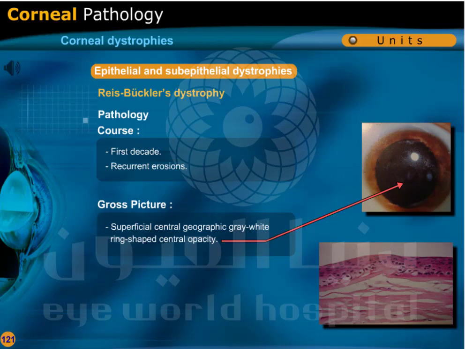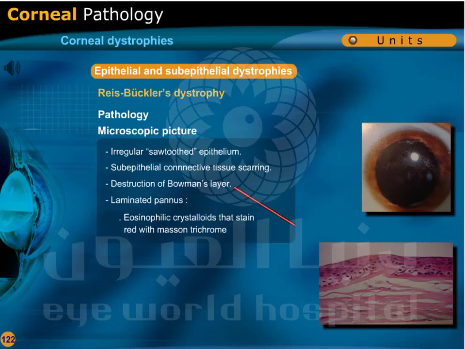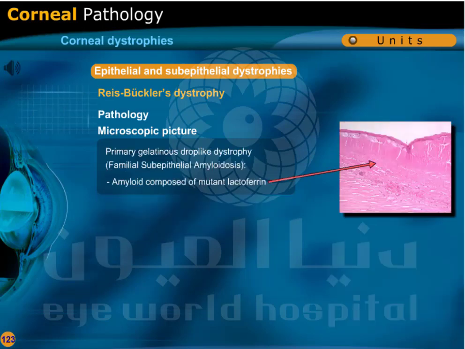A superficial central geographic, gray-white, ring-shaped central opacity is seen. Microscopically there is irregular saw-toothed epithelium, subepithelial connective tissue scarring, destruction of Bowman's layer, laminated pannus, and eosinophilic crystalloids that stain red with Masson trichrome. Primary gelatinous drop-like dystrophy: familial subepithelial amyloidosis, amyloid composed of mutant lactoferrin.